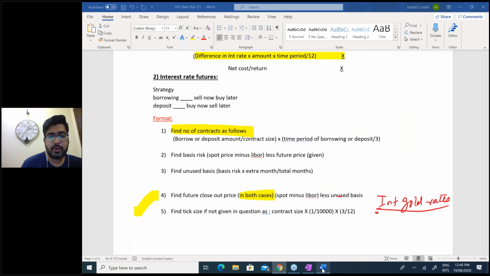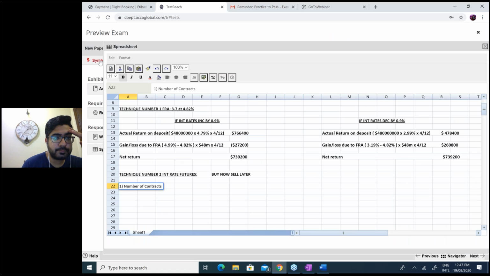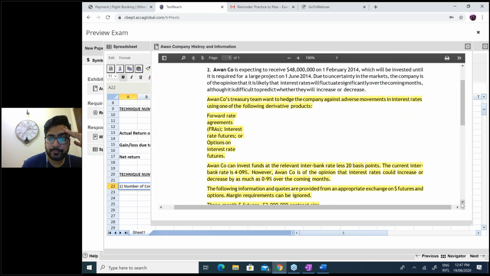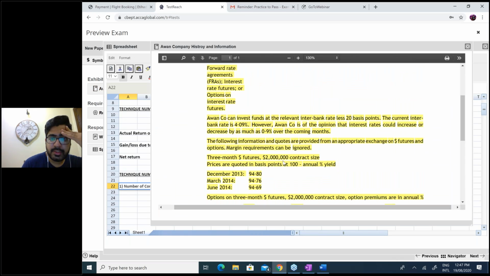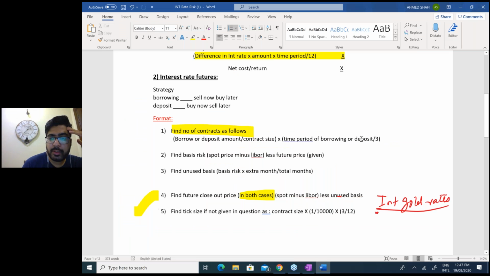The formula of number of contracts is borrow or deposit amount. What is the borrow deposit amount? 48 million, over contract size. So what is the contract size in the question? 2 million, into time period of borrowing or deposit, that's 4 months over 3. So find the number of contracts.